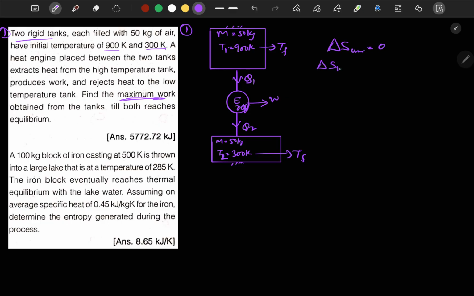So delta S of 1 plus delta S of 2 plus delta S of engine is equal to 0. Since the engine is reversible, this value will be 0. We can calculate delta S1 and delta S2 by mc ln TF by T1, plus for system 2 also mc ln TF by T2, since it also reaches temperature TF. This is equal to 0. So from here we will get TF is equal to square root of T1 T2.